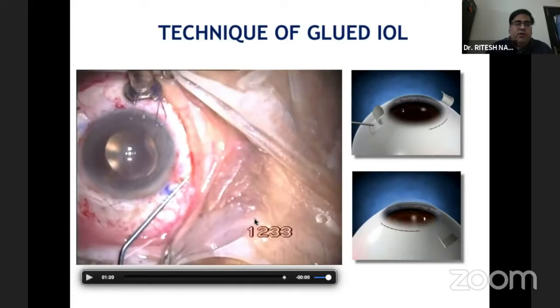Now this entry wound under the flap can be made either with a 22 gauge needle, or even nowadays I'm using a 23 gauge or a 25 gauge trocar cannula system. Also, you can make these openings under the flap with this.